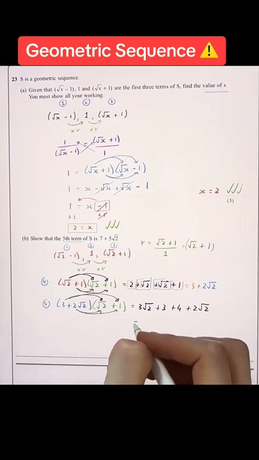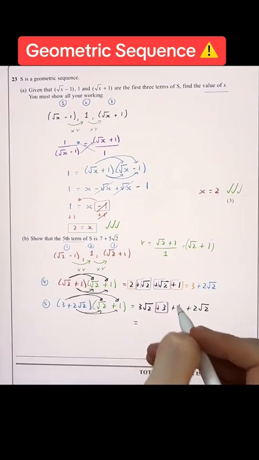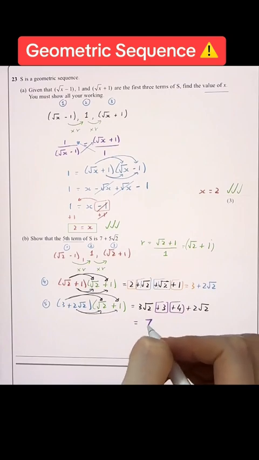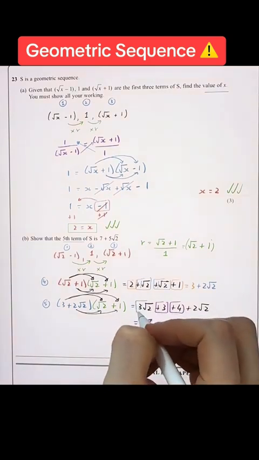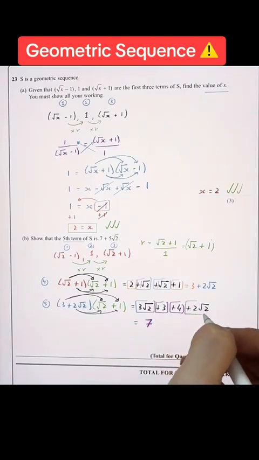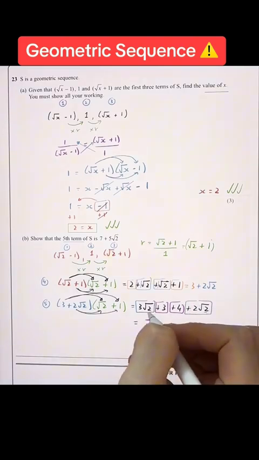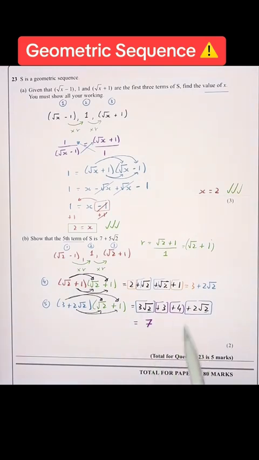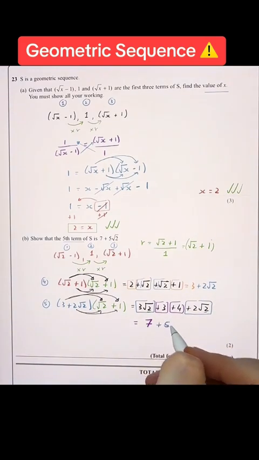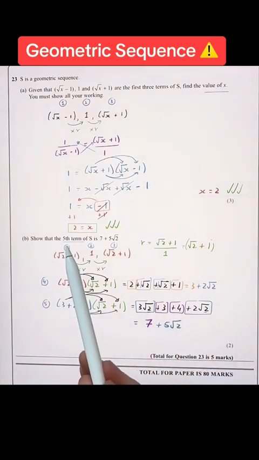Simplifying, i.e. collecting like terms, I have 3 plus 4, which gives us 7. I have 3 root 2 plus 2 root 2. They're like terms as they both end in root 2. So 3 lots add 2 lots will give us 5 lots of root 2. Hence, we've shown the fifth term of S is 7 plus 5 root 2.